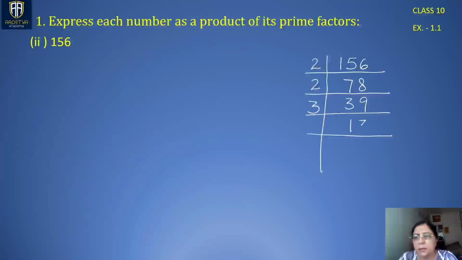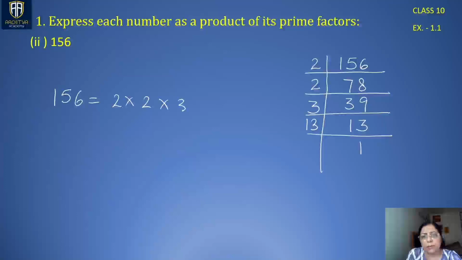3 ones are 3. 3 threes are 9. Right? So now we have got 13 and we know 13 is a prime number. It is divisible by itself only. Right? So the prime factorization of 156 gives you 2 multiplied by 2 multiplied by 3 multiplied by 13. Right? So this is called prime factorization of numbers.